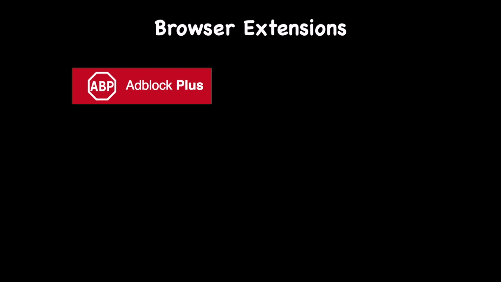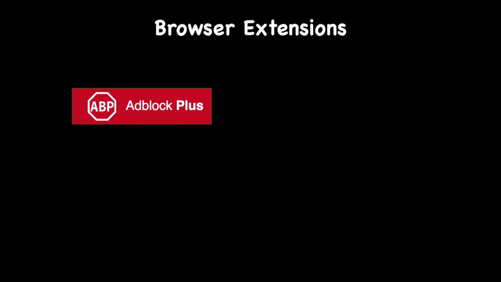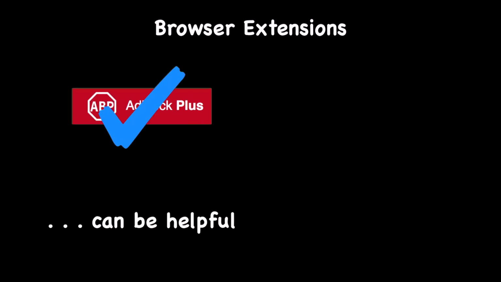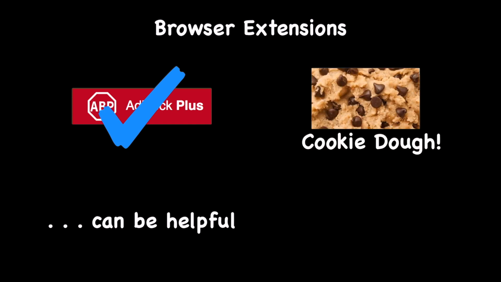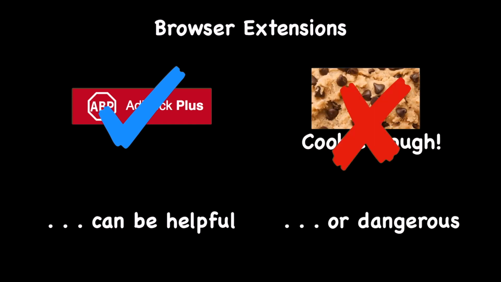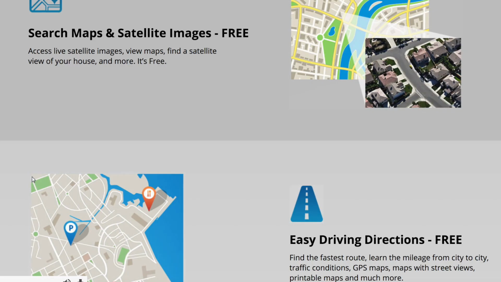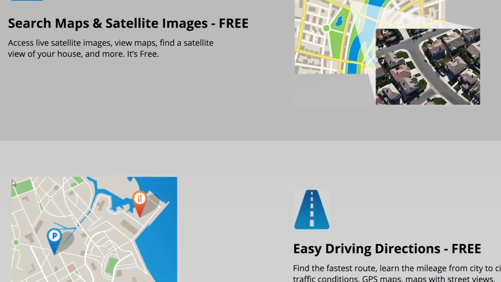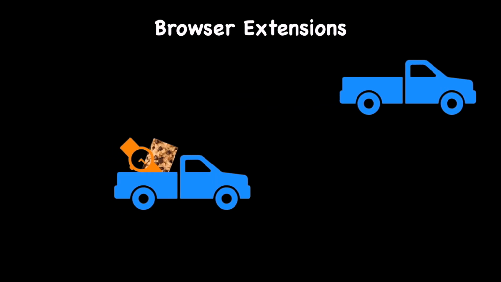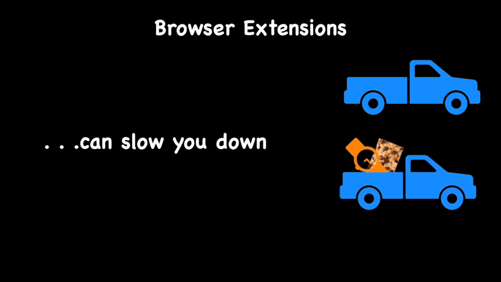There are lots of helpful ones that do useful things like blocking pop-up ads, but there are also sneaky ones that might be doing things you don't want behind the scenes, like capturing your personal information. The nasty ones may have innocent-sounding names like cookie dough, and they often claim to be helpful with things like maps and directions. Plus, the more extensions you have, even the beneficial ones, the slower your browser will run.